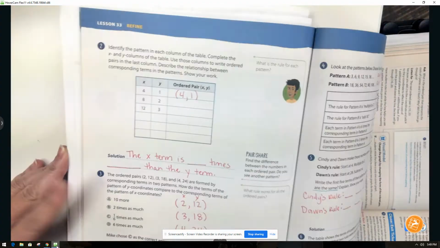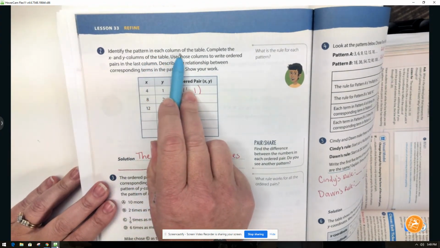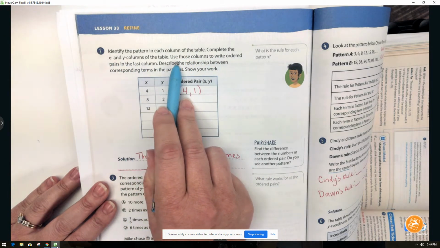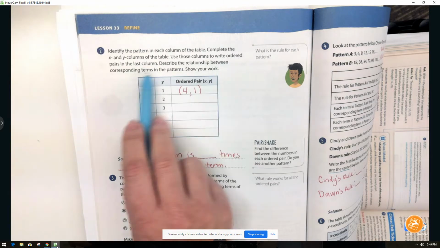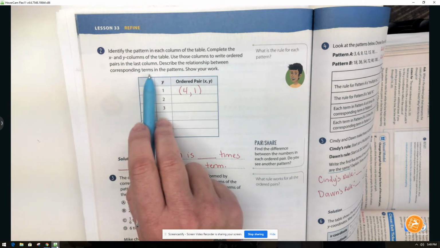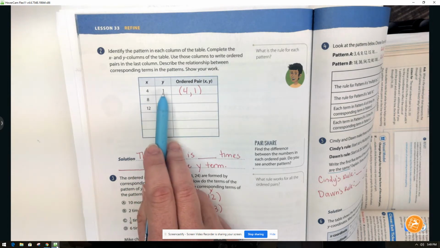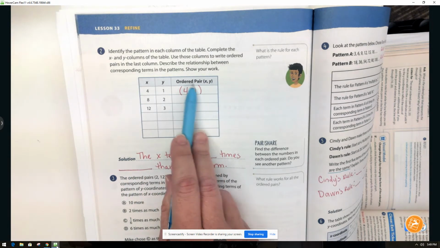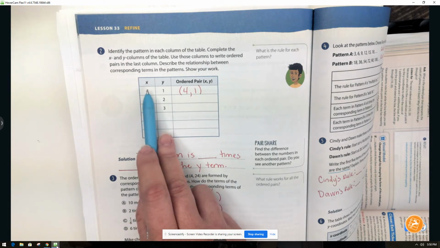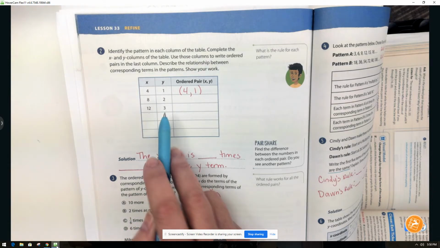All right, for number 2. Identify the pattern in each column of the table. Complete the X and Y columns of the table. Use those columns to write ordered pairs in the last column. Describe the relationship between corresponding terms in the patterns. Show your work. So when X equals 4, Y equals 1, and then you show it this way as an ordered pair. When X equals 8, Y equals 2, X equals 12, Y equals 3.